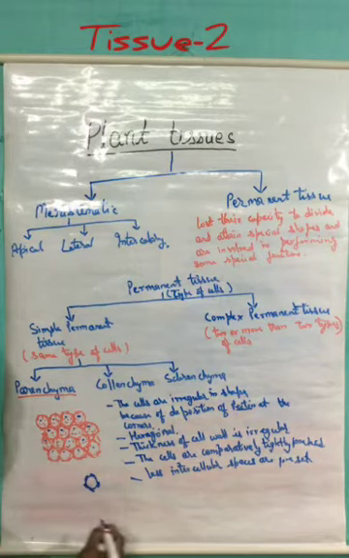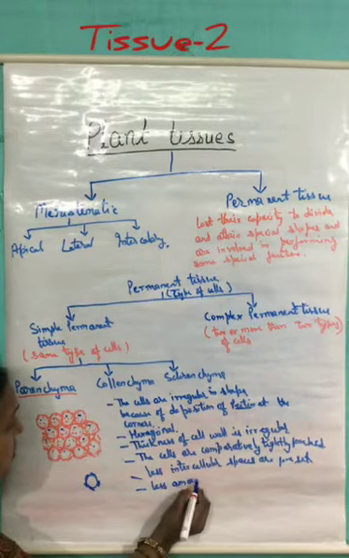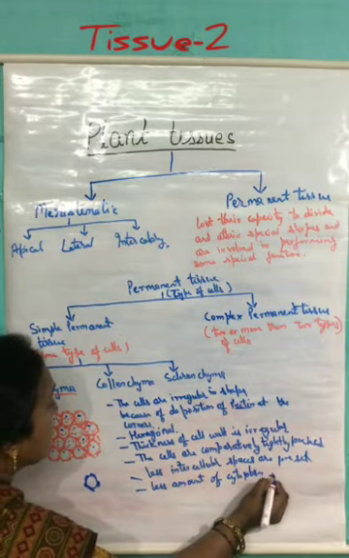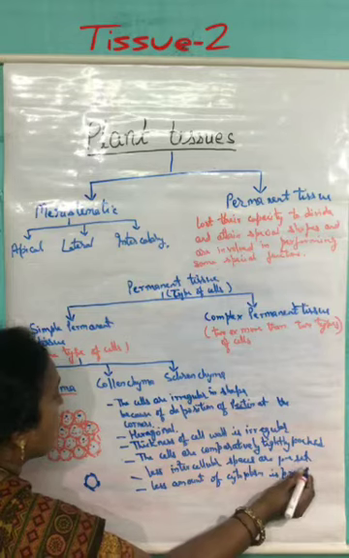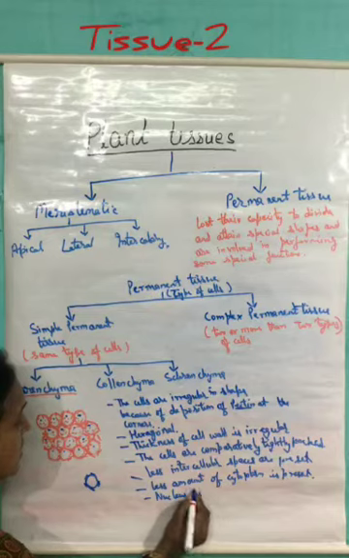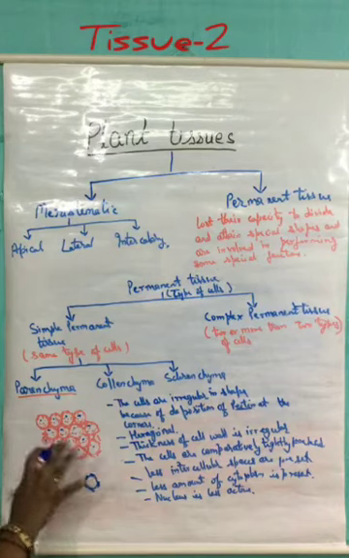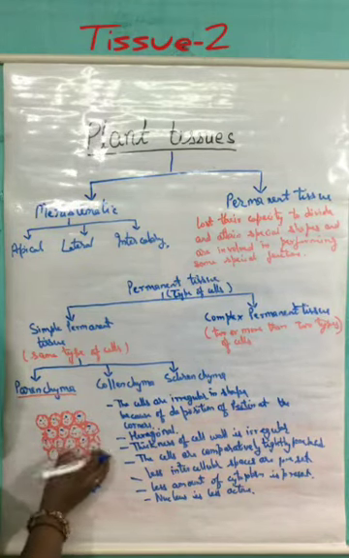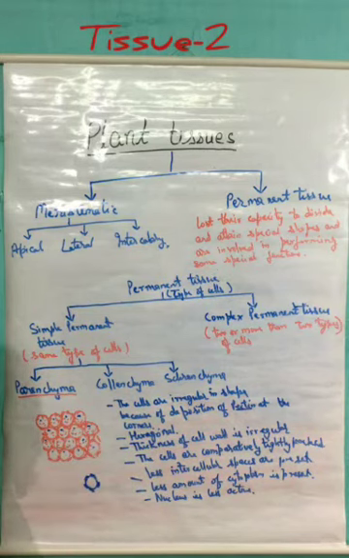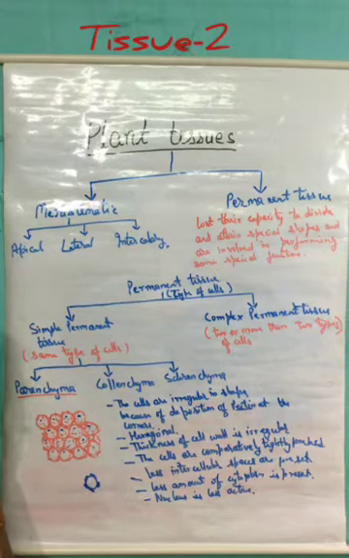And because of this, what happened? A lesser amount of cytoplasm is present, and the nucleus is less active. It consists of living cells, but in comparison to the parenchymatous cells, these tissues or cells are less active. Now, what is the location of these collenchyma?